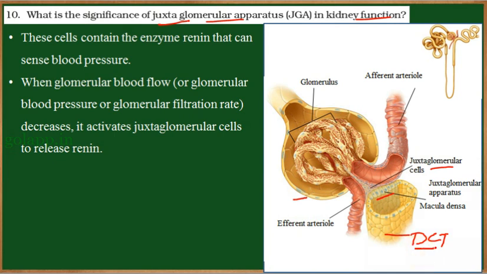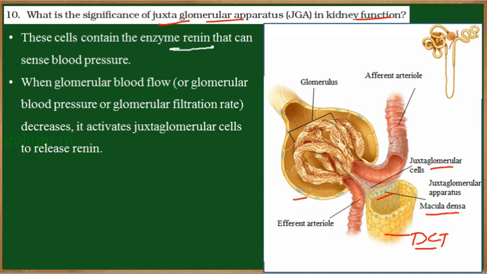the distal convoluted tubule. These modified epithelial cells are bigger in size when compared to other cells and they are called macula densa. Now both of them, juxtaglomerular cells and macula densa, together form the juxtaglomerular apparatus. Now this apparatus produces an enzyme called renin.